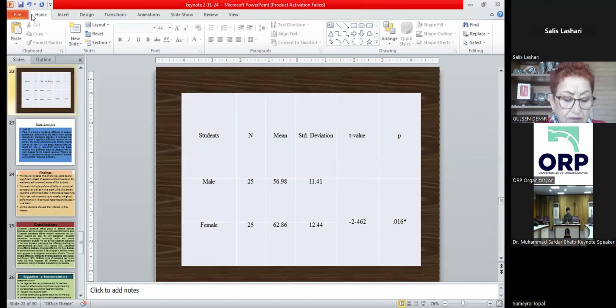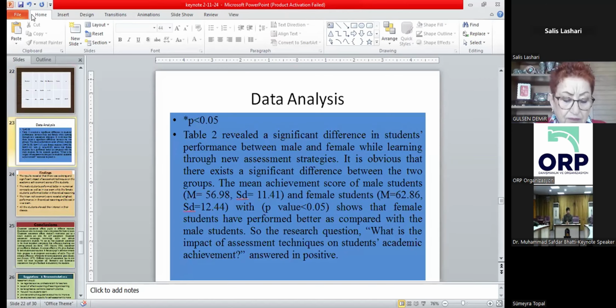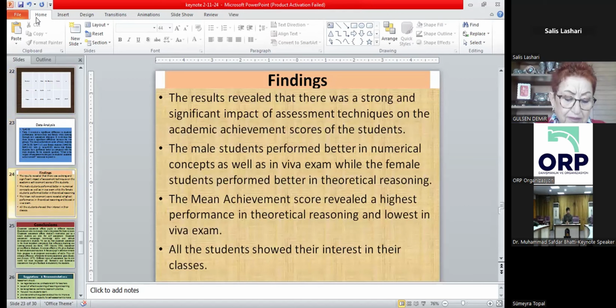And that is a graphic description of my data. And that is the data analysis. So the research question, what is the impact of assessment techniques on students' academic achievement, was answered positively. Now I would like to move towards the findings.